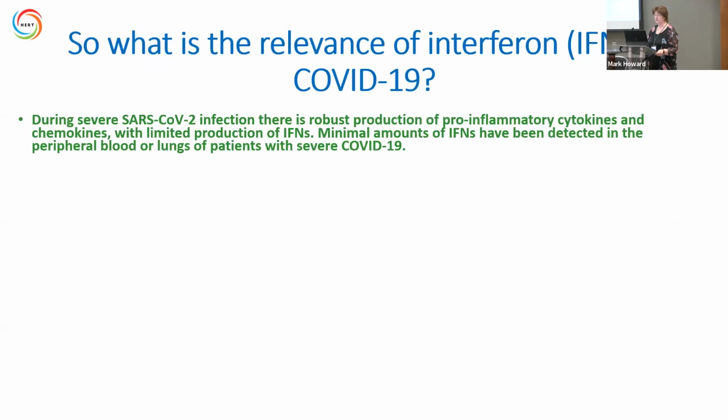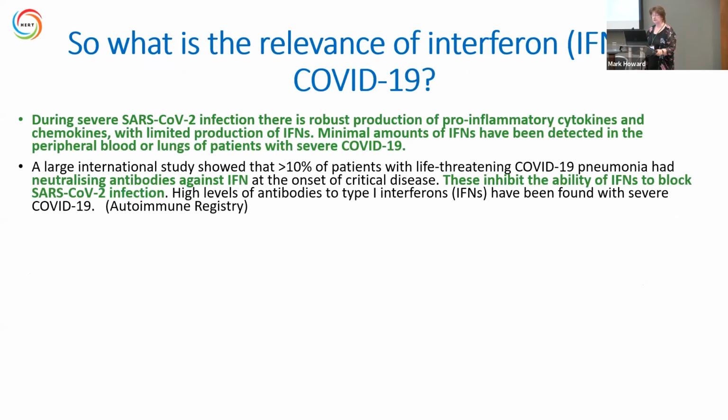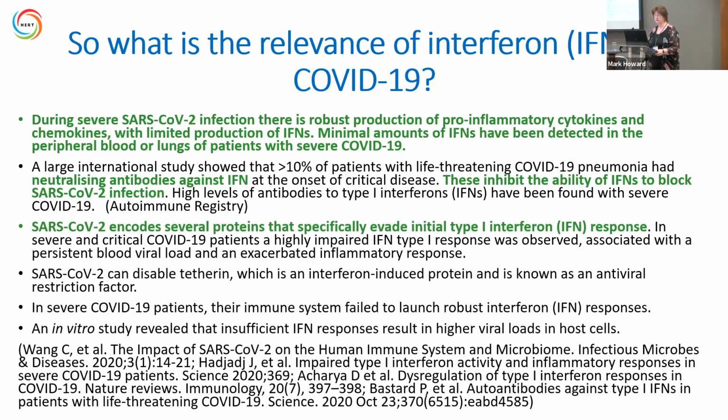What is the relevance of interferon in COVID-19? During severe infection, there is robust production of pro-inflammatory cytokines and chemokines with limited production of interferon. Minimal amounts of interferons have been detected in the peripheral blood or lungs of patients with severe COVID-19. So that seems to bear out the hypothesis. Large study here, the COVID-19 pneumonia patients, so definitely severe, they had neutralizing antibodies against interferon. It's the first time we've heard about that, but that's not going to be good news for sure. These inhibit the ability of interferons to block the SARS-CoV-2 infection. And SARS-CoV-2 encodes several proteins that specifically evade the interferon type 1 response.